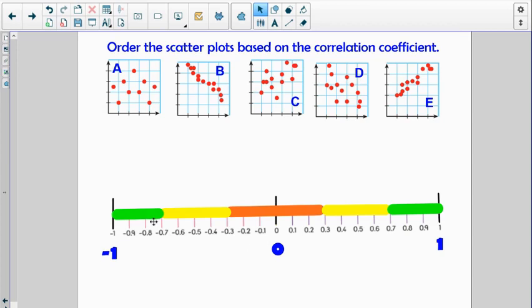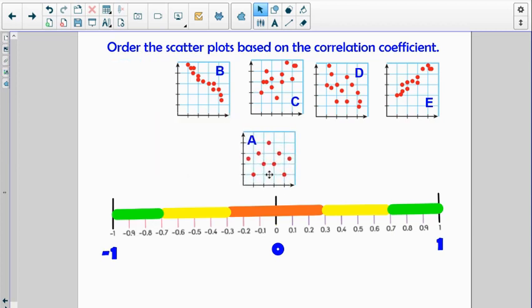As I look at my scatter plots, I see an A, and it looks like the points go up and back down. So I don't want to say it's much of a correlation at all. Let's just put that in the middle right now, because I can't really tell if that's going up or going down. That one might have an R value of about 0.